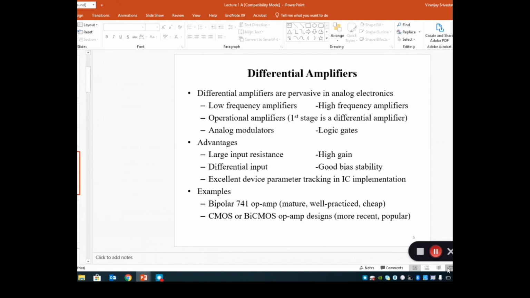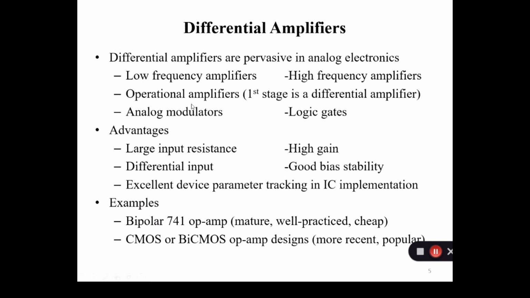Then we started the differential amplifier. It can be a low frequency amplifier or a high frequency amplifier, and it can be used as an operational amplifier, in analog amplifiers, and in some logic gates. It has advantages like large input resistance, high gain, good bias stability, and differential input. For example, you know the 741 operational amplifier and some CMOS circuits.